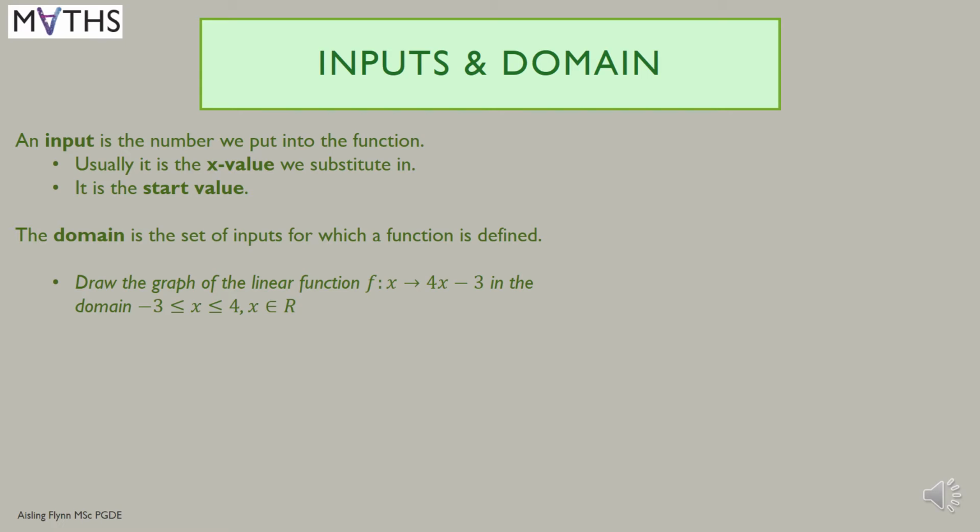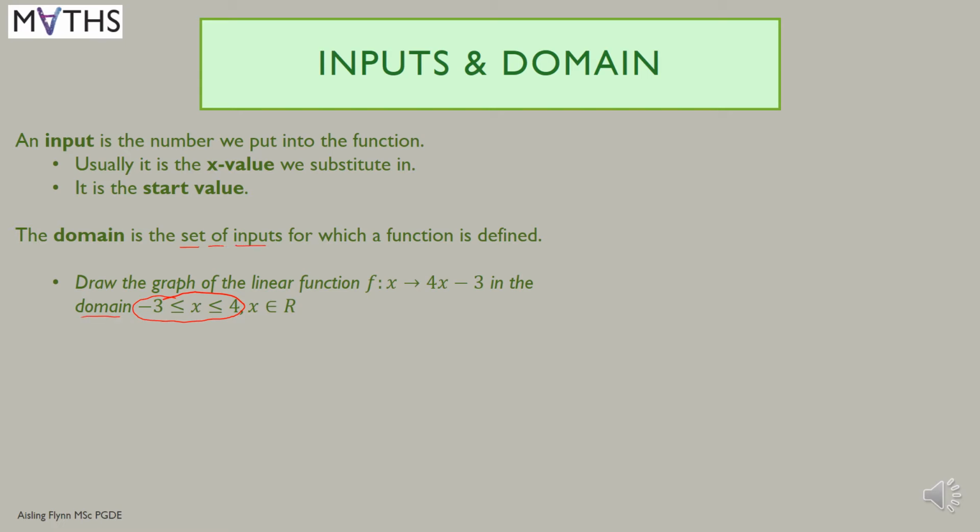Here's an example of something you might be asked to do. Draw the graph of the linear function f of x is 4x minus 3 in the domain minus 3 is less than or equal to x is less than or equal to 4, and x is a real number. So what's that? A domain is the set of inputs.